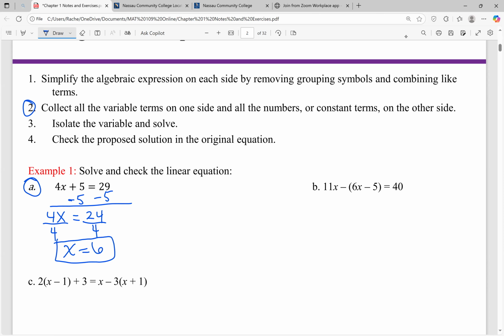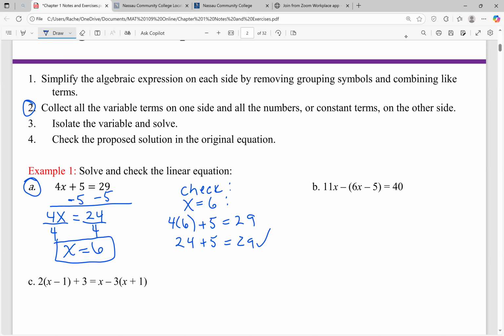Now, you always want to check your answer. I'm not going to check our answer for every single one of these that we do just because of time. But for the first one, I will, but I encourage you every time you solve, check your answer. So let's check and make sure that x is equal to 6. So go back to the original, and wherever you see an x, we're going to replace it with a 6, right? So I'm going to get 4 times 6 plus 5. That should give me 29, right? And 4 times 6 is 24. 24 plus 5 is 29. So we're good. My answer checks out.